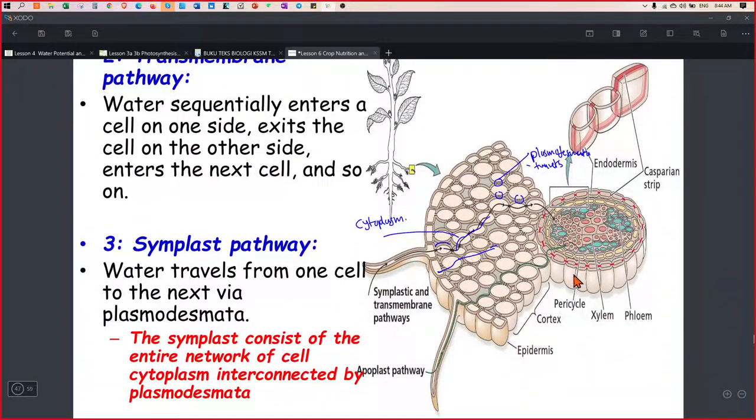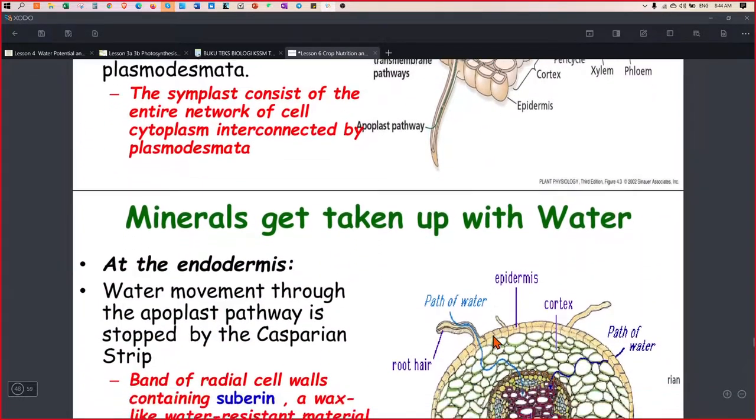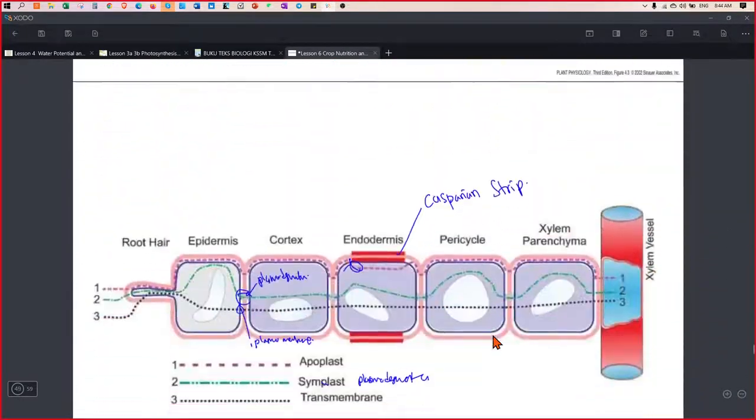So please remember, this is your root anatomy. You have various cells in here, and then you have your special endodermis that contains the Casparian strip. This is the Casparian strip. It is in the cell wall. That's why the apoplastic pathway is stopped, and the journey of the nutrients is prevented and forced to use the transmembrane or the simplastic pathway.